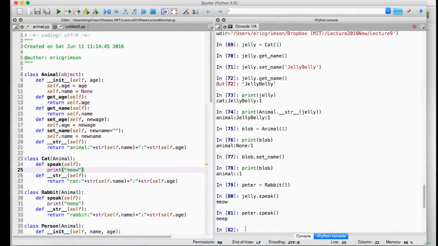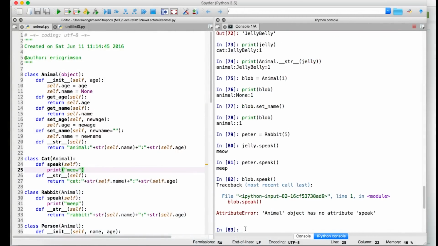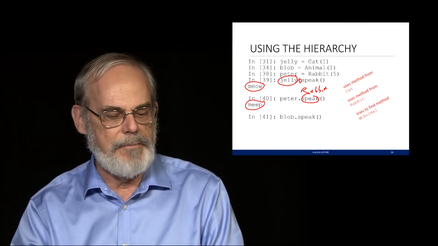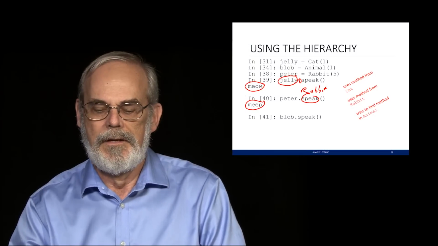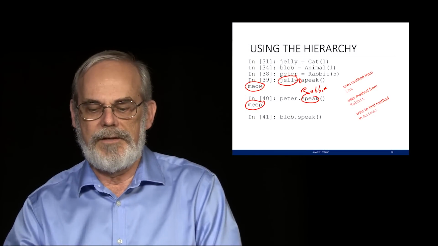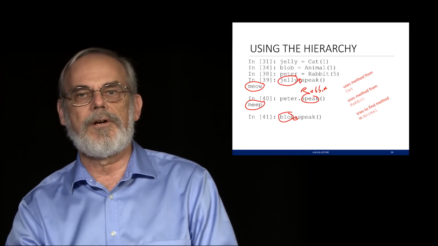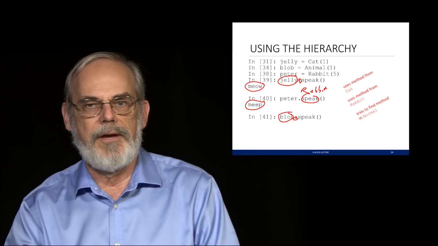All right, let's have blob say something. I don't know what blobs say, so let's have blob speak. Oh goodness, it complained. And it complained correctly, because there is no speak method associated with animal. Blob is an instance of animal. When I use this, the dot says, get blob, it's an instance of animal. Look up, in animal, the definition for a method for speak.